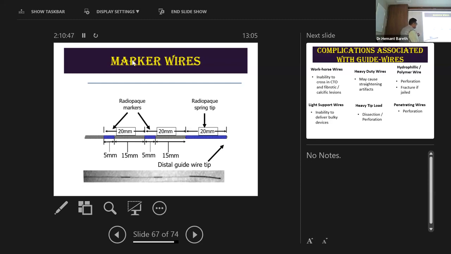The marker is 5 millimeter in length, and 15 millimeter non-marker area, then another 5 millimeter marker, then 15 millimeter, and then 20 millimeter marker. So this marker wire you can use in a vessel with multiple lesions, and you can measure those lesion lengths and then appropriately select your stent.